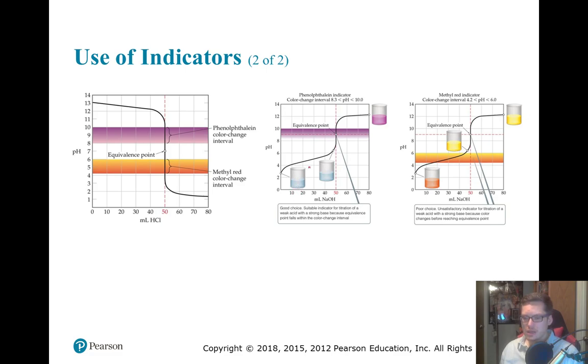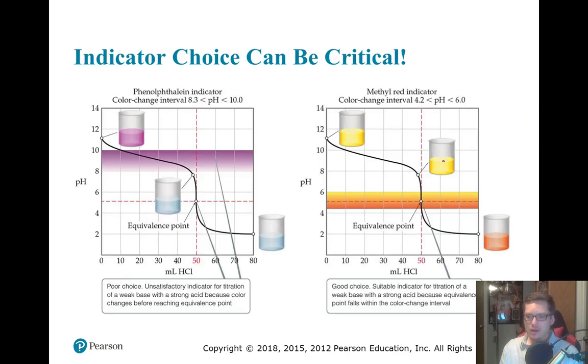Here they're saying that phenolphthalein would be a good choice for this one because its color change is about where the equivalence point would be. Methyl red would not be a good choice for this one because its color changes way down here. You wouldn't be able to use the indicator to tell you where your equivalence point is because it would turn yellow over here, and then you wouldn't have any idea where your equivalence point was. So you always need to make sure you use the indicator that's best for your option here.